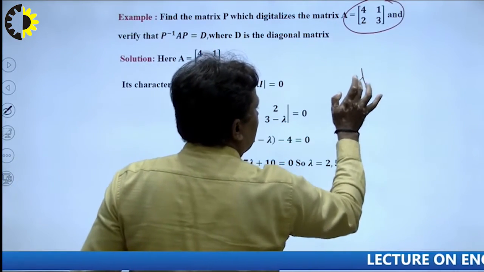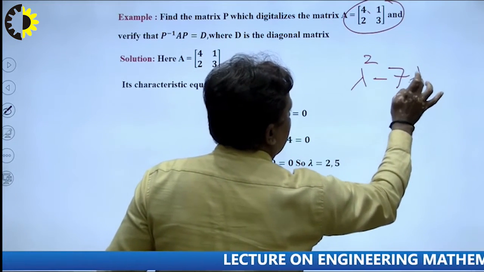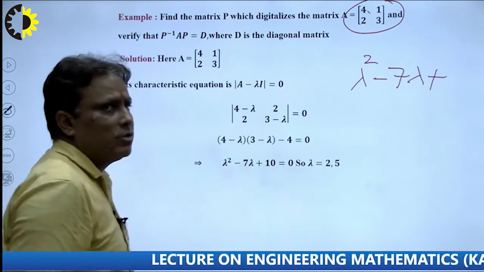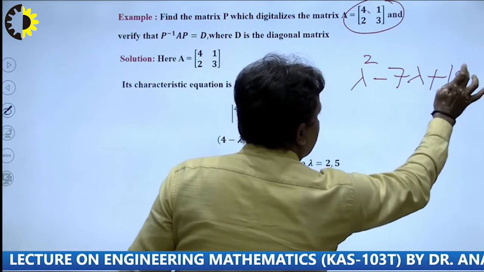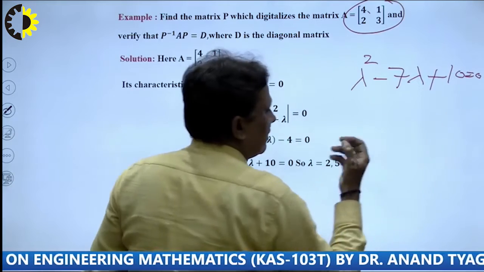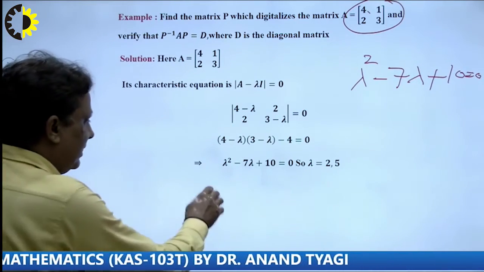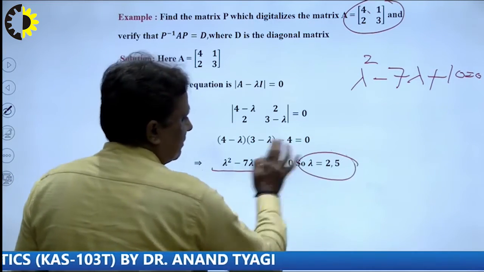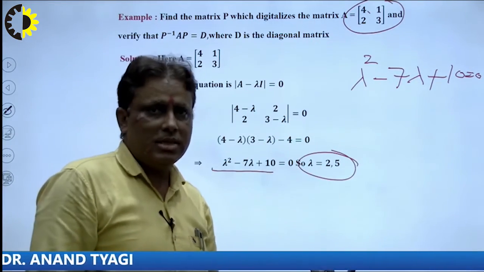So lambda square minus trace, which is 7, so 7 lambda, plus the determinant, which is 4 times 3 is 12, and 12 minus 2 is equal to 10. So we can calculate the characteristic equation without any calculation, within a second, right. So what will be the factors of this? The factors will be 2 and 5, right. 5 times 2 is 10 and the determinant is equal to 10. So that means this is correct.